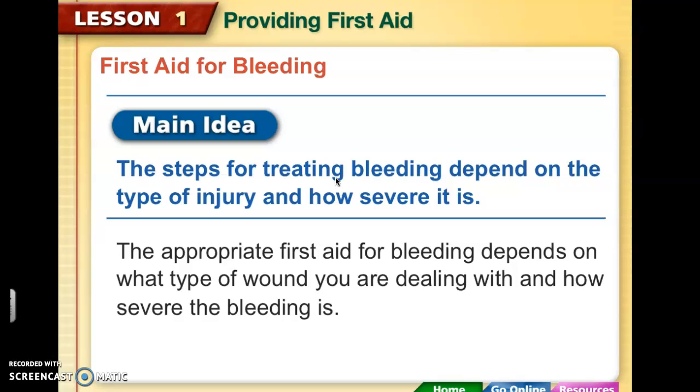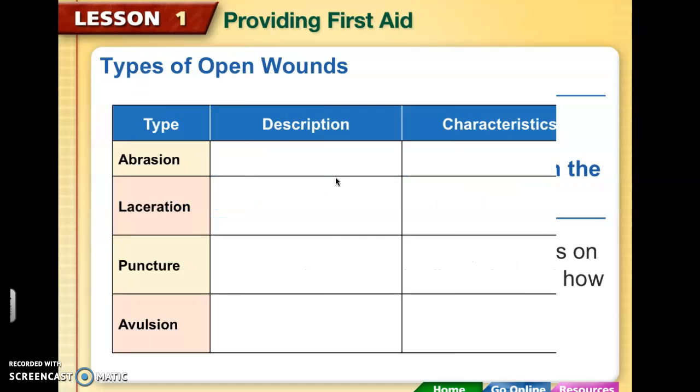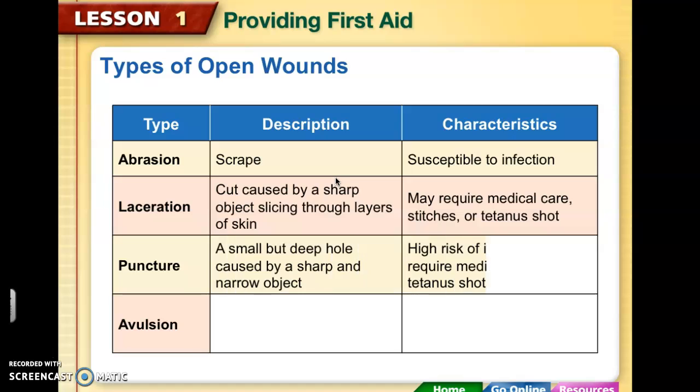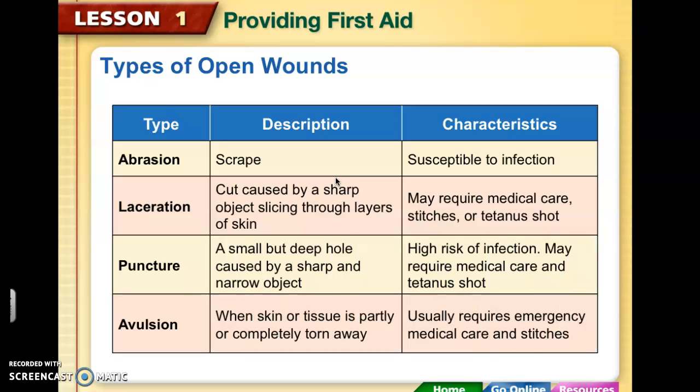The first aid for bleeding. Of course, the appropriate first aid for bleeding depends on what type of wound you're dealing with and how severe the bleeding is. So first and foremost, let's go over the types. An abrasion can be a simple scrape. With a scrape, it could get infected, it's going to burn, but it probably is not going to need medical care like at a doctor's office or stitches.